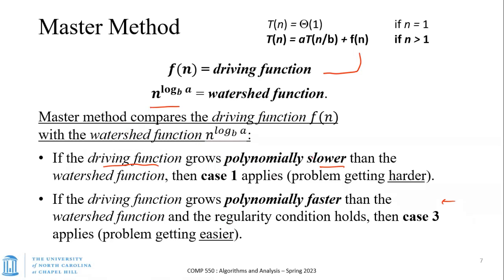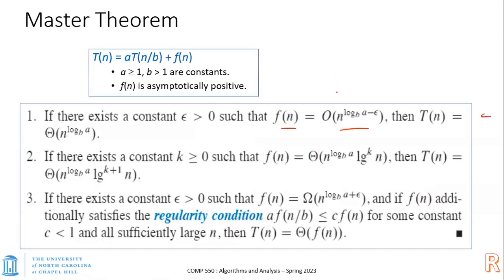Driving function is slower. And why is that? Because you can see the watershed function over here, and there is a minus epsilon, which is indicating that now the driving function is slightly slower, or it could be substantially slower than the watershed function. In which case basically all the work is being done at the bottom, and the complexity is given by this equation.